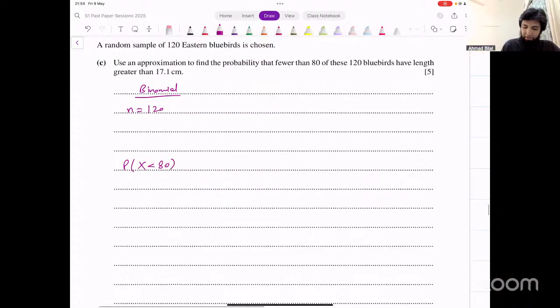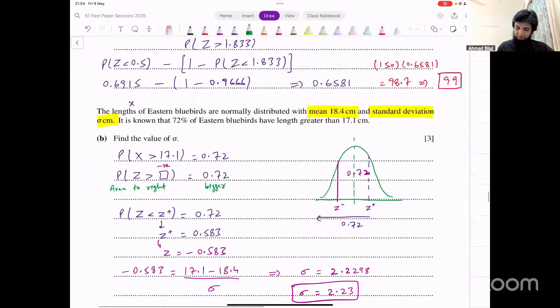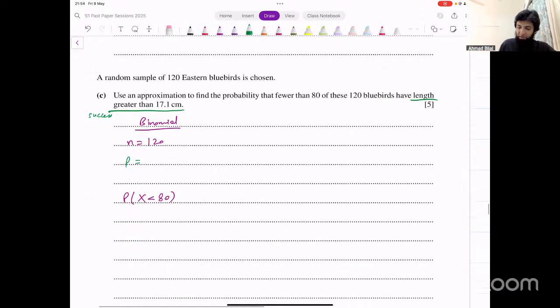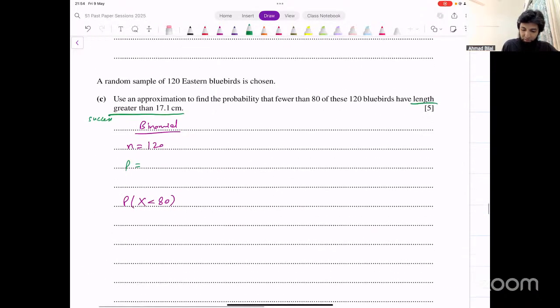What's the criteria for success? Length greater than 17.1. That's what we're calling success here, right? Now, what's the probability of success, length greater than 17.1? They gave us this probability, 72%, 0.72. So the probability of success in this part would be 0.72, and the probability of failure, therefore, would be 0.28. Let's convert it to normal now.